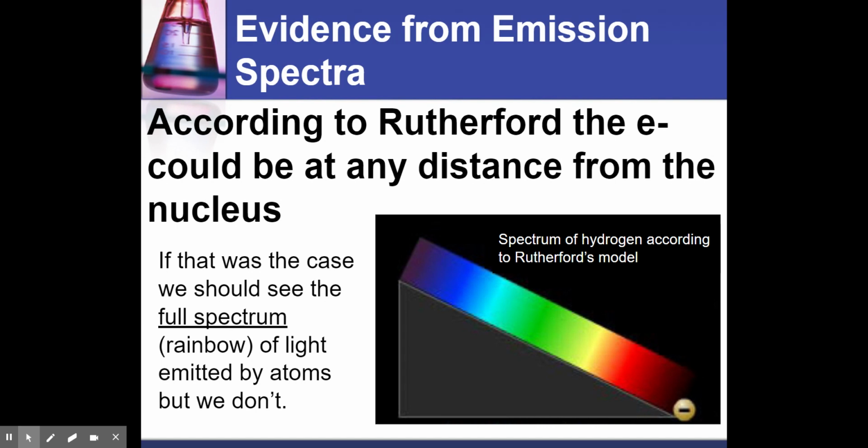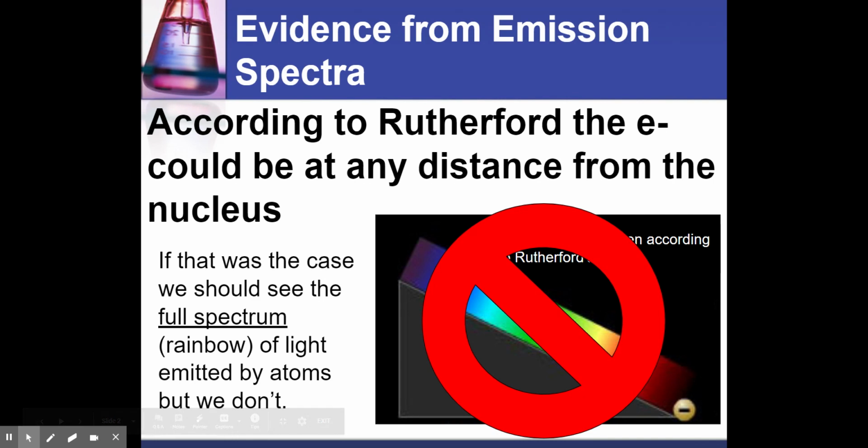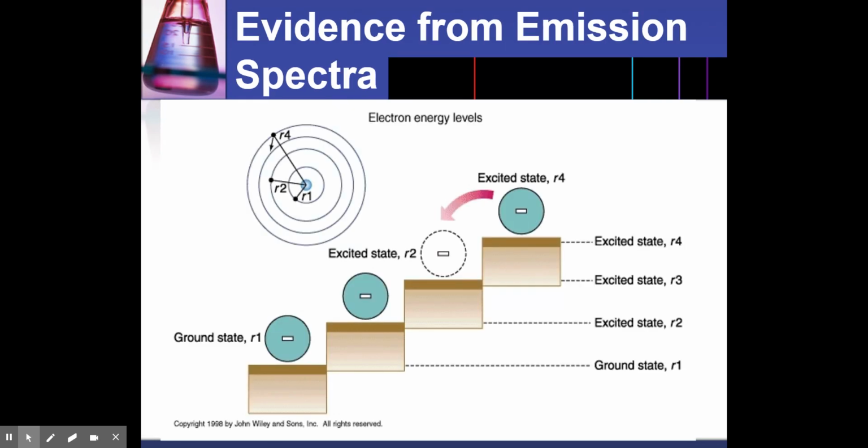And if that was the case, basically we would have more of a ramp-like structure. Our electron could be anywhere in terms of energy, and we would see a full spectrum of light being emitted by atoms, but we don't. And so we know that that Rutherford model can't be correct because we don't see that. We instead see emission spectra like we had talked about.